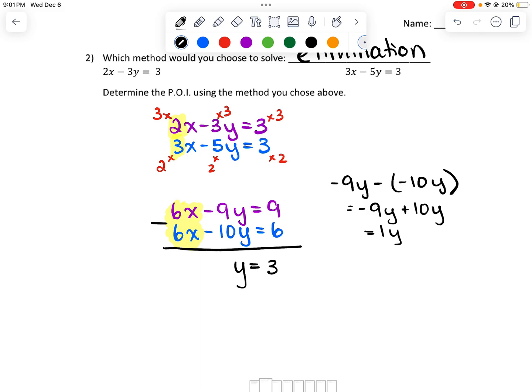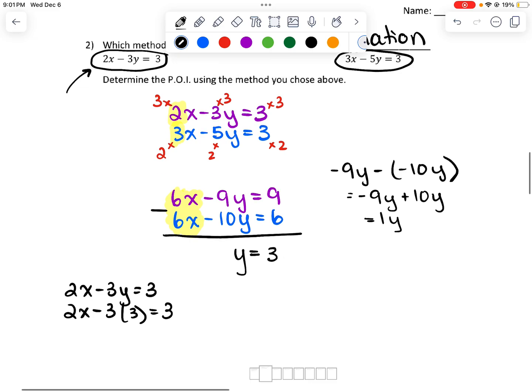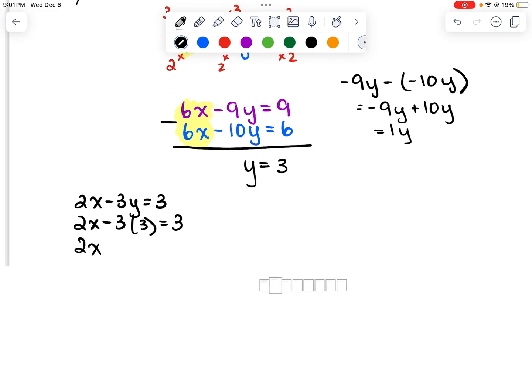But I also need to know what x equals. So I go back to my original equations, this one and this one. And you can pick either equation, doesn't matter. So I think I'll pick this guy. So I'll write 2x minus 3y equals 3. And wherever I see a y, I'm going to replace it with a 3, because that's what y equals. So 2x minus 9 equals 3.